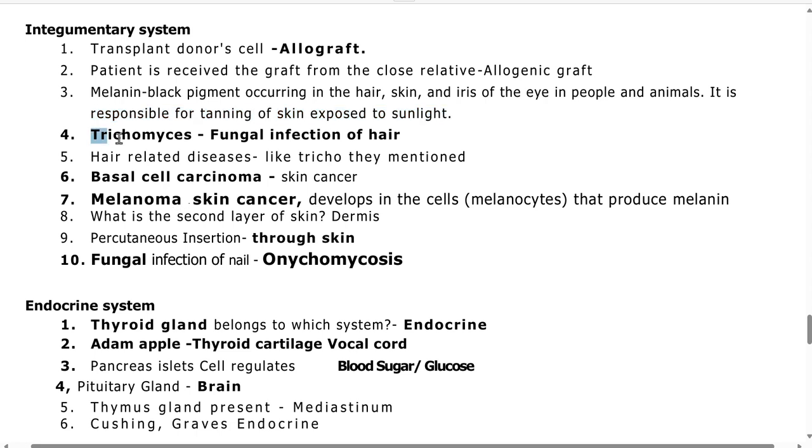4. Trichomycosis, fungal infection of hair. 5. Hair-related diseases, like tricho-, as mentioned.